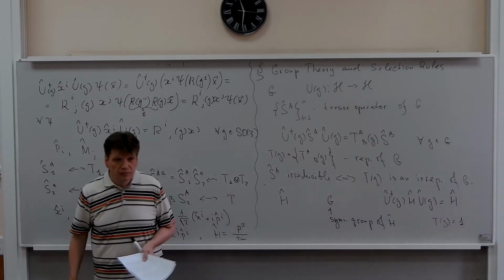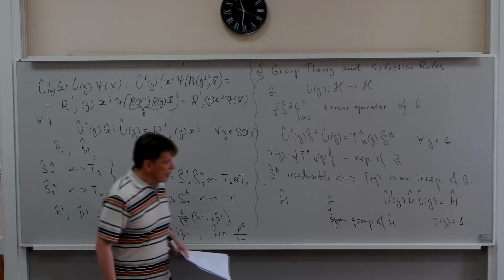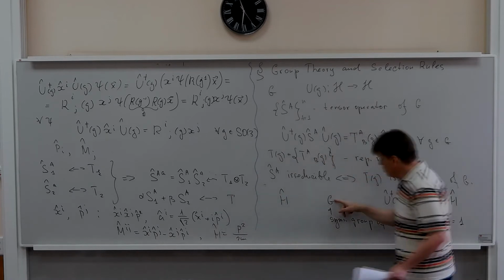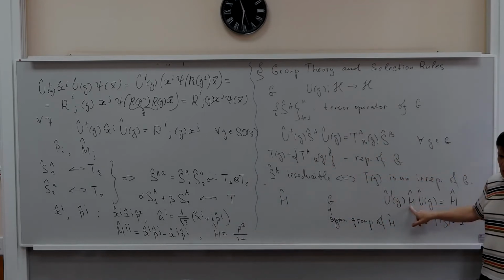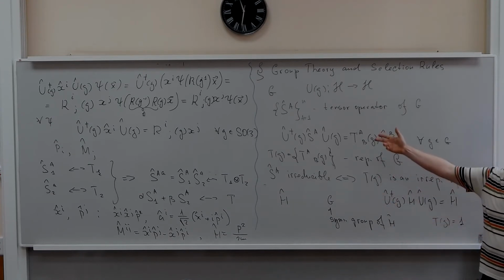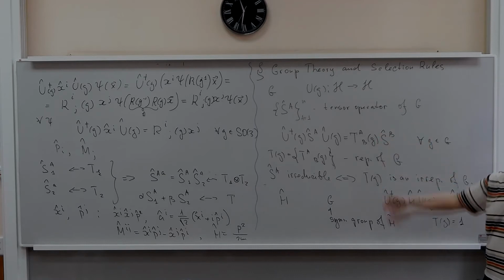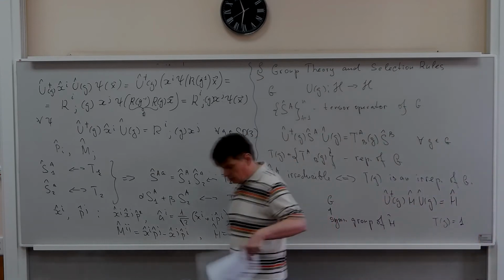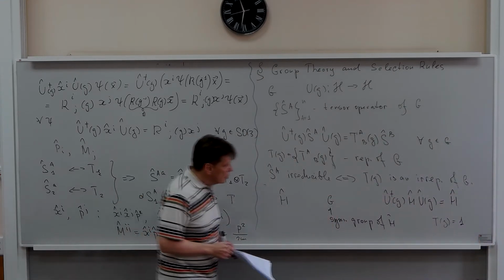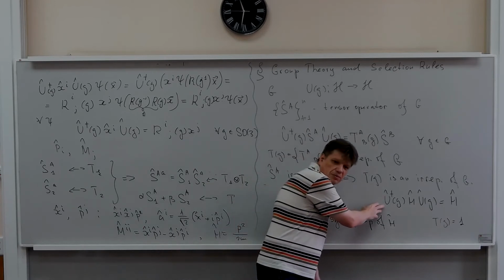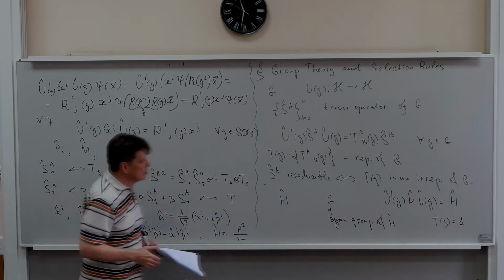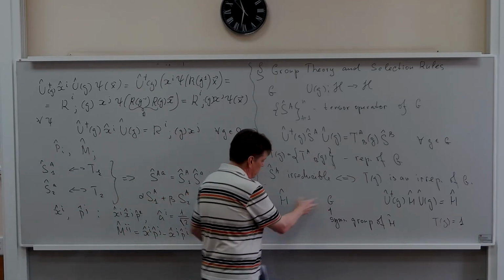Among the generators, this group has the Hamiltonian, but there may be some additional generators, like the components of the angular momentum for the central potential, and something else. So here U is not just an evolution operator, but maybe a big set of operators generating the symmetries of the Hamiltonian.